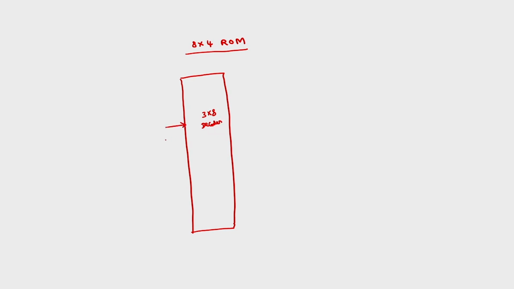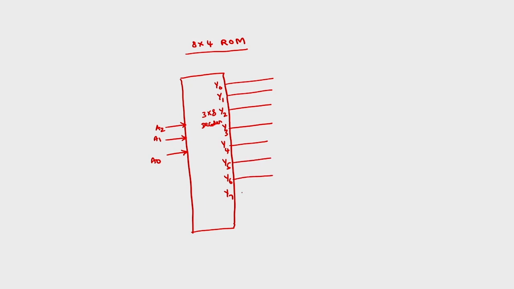So, with 3 inputs A2, A1, A0 and 8 outputs Y0, Y1, Y2, Y3, Y4, Y5, Y6, Y7, what are the Boolean expressions for these outputs which we have studied in digital logic?